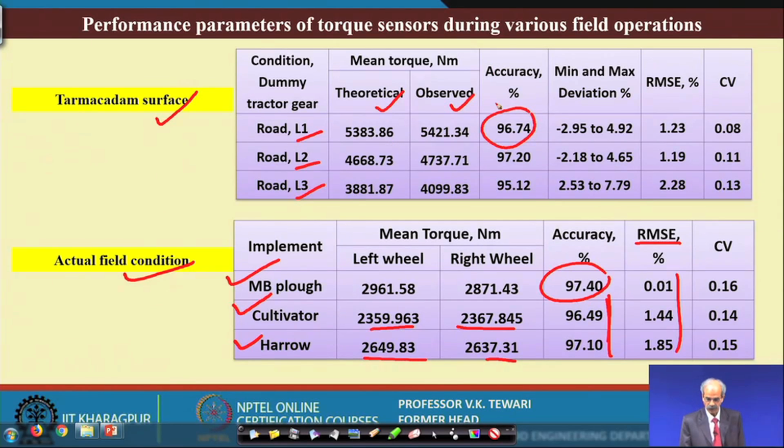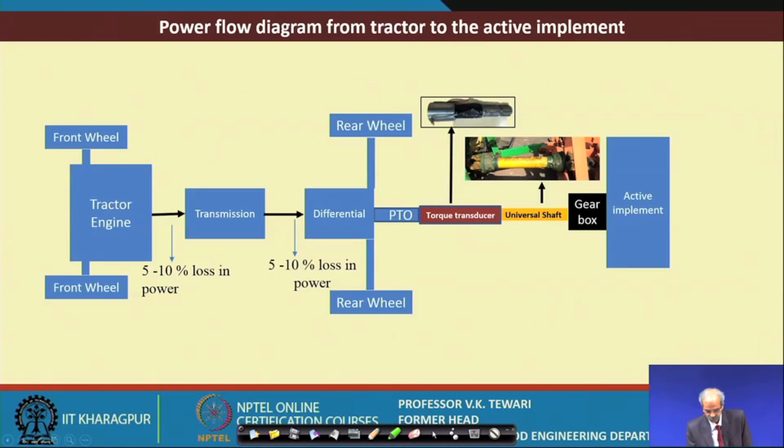The accuracy is 96%, coefficient of variation is 0.08. So, you can find here that even for the tar macadam road, when we are comparing the torque theoretical and observed, which we have observed in the actual condition, the torque values can be very well measured and very well estimated using this device, which has been developed at IIT Kharagpur.